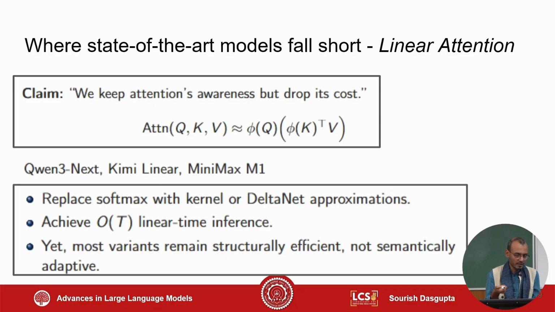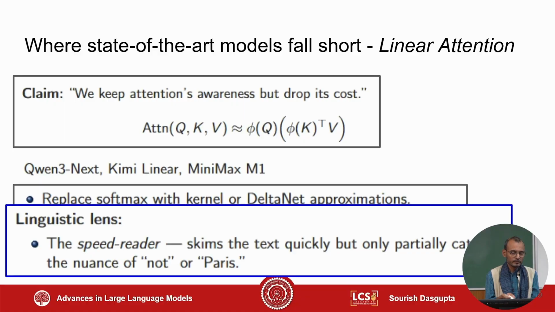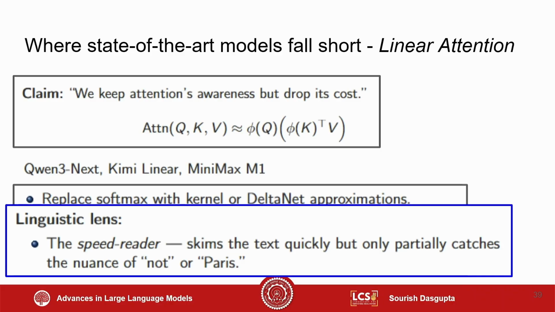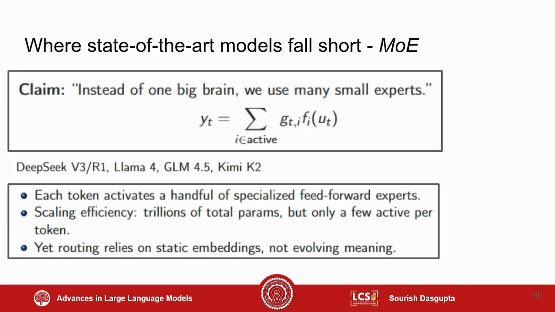They achieve big O of T linear time inference, but most variants remain structurally efficient, yet semantically they don't have adaptations. When new words keep coming in the autoregressive setup, they don't know the meaning of the word and how to apply phi in order to do that linear time inference. It's like a speed reader: it skims the text quickly but only partially catches the nuance of not or Paris. That's what linear attention would be.